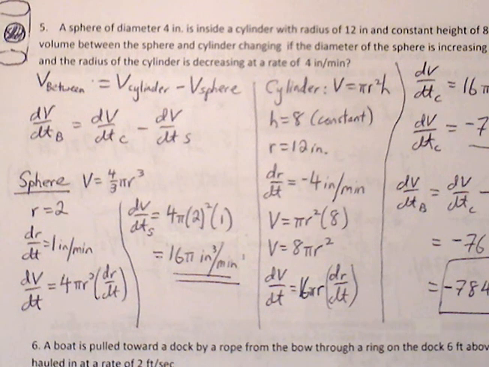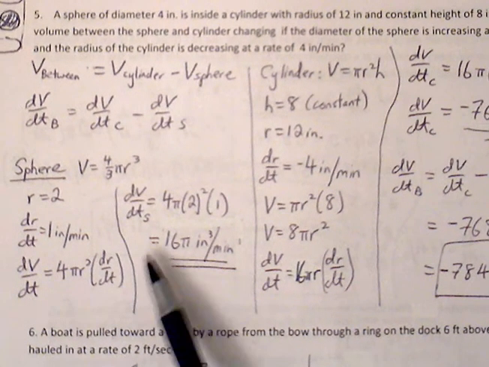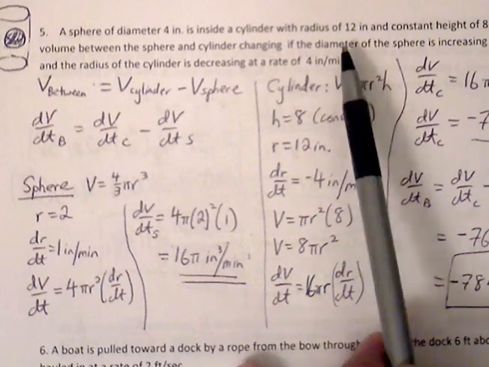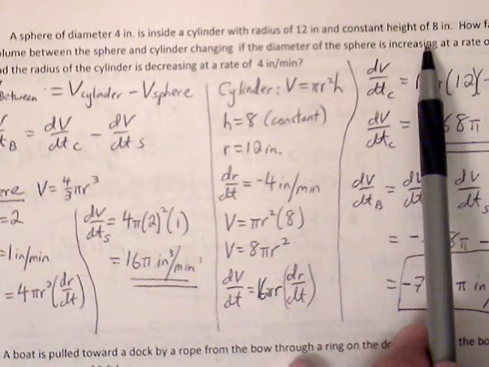Okay, let's finish up on the test review for related rates. Number 5, a sphere of diameter 4 inches is inside a cylinder. So we have a sphere that's inside a cylinder, and that cylinder has a radius of 12 inches and a constant height of 8 inches.